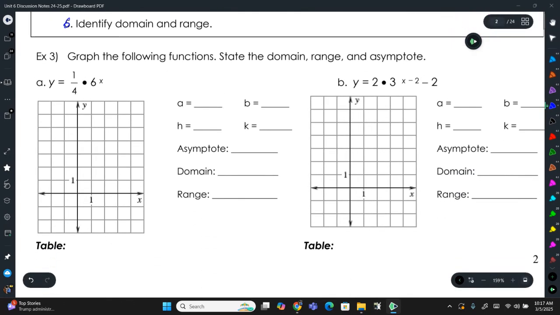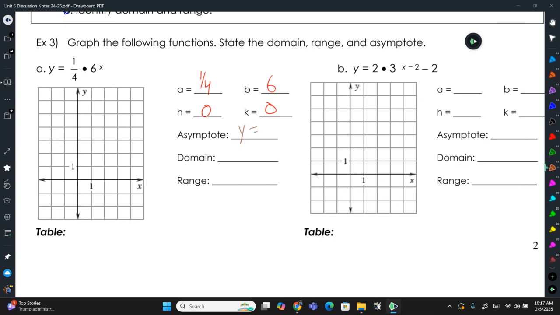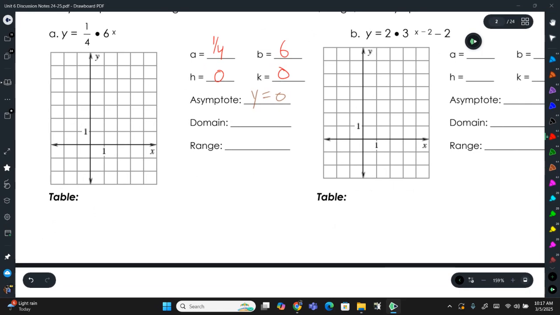So we're going to graph these functions. I want to identify a, b, h, and k. Our a value is 1/4. Our b value is 6 because that's being raised to the power. And our h and k are both 0. Well, that means that our horizontal asymptote will be y equals 0. Now, I don't want to do domain and range until everything's been drawn because that could change things. Besides the domain, well, domain will always be negative infinity, comma infinity.